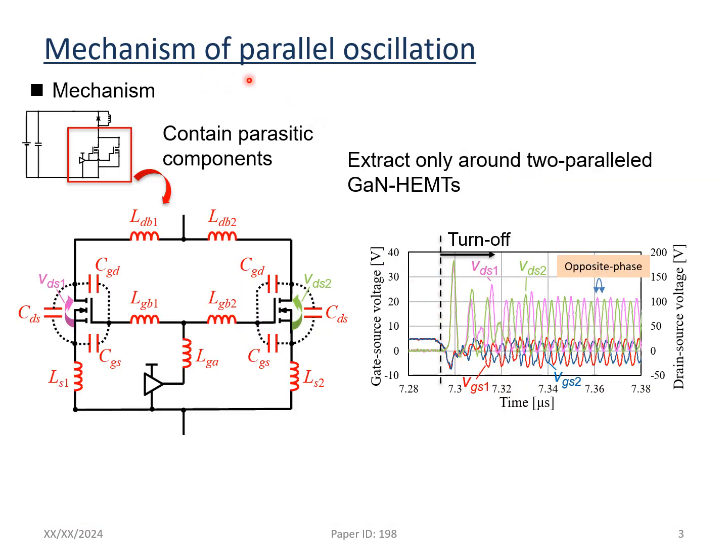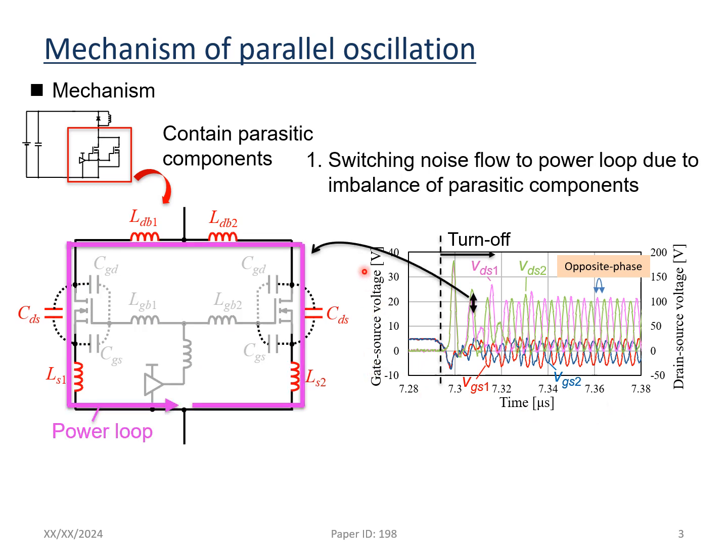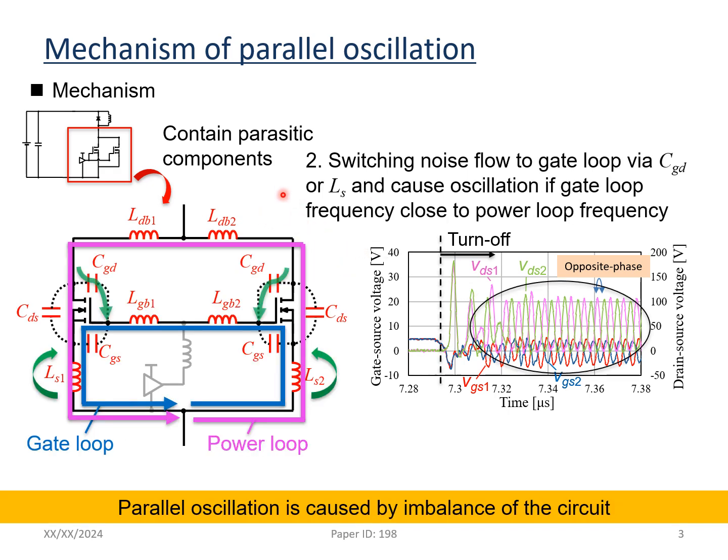Now I talk about the mechanism of the parallel oscillation. We consider only the area around the two parallel GaN-HEMTs, and we also consider the parasitic components. First, the switching noise flows to the power loop like these pink lines, due to the imbalance of the parasitic components. Second, the switching noise flows to the gate loop via the CZD and LS, and causes oscillations if the gate loop frequency is close to the power loop frequency. So the parallel oscillation is caused by imbalance of the circuit.